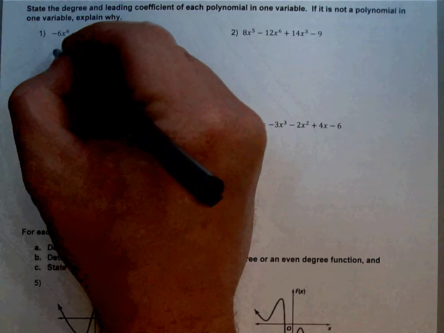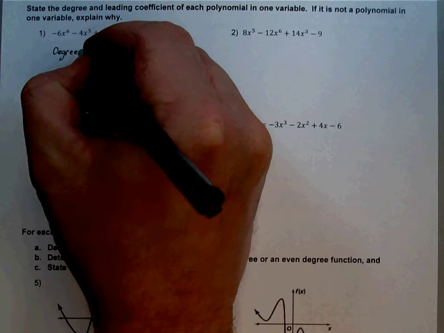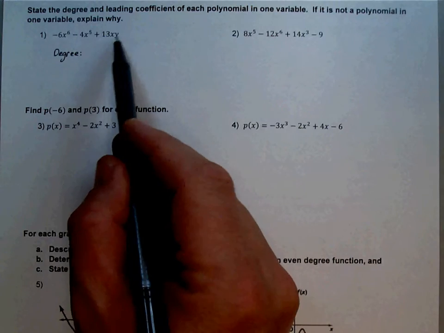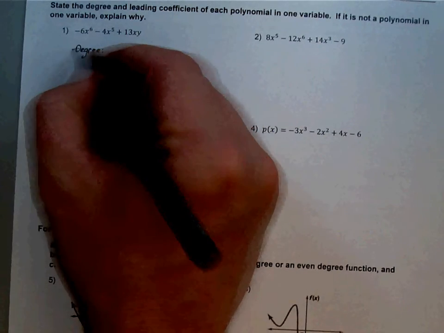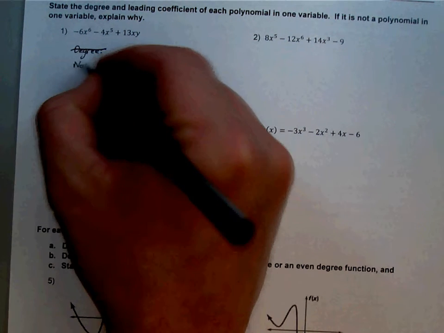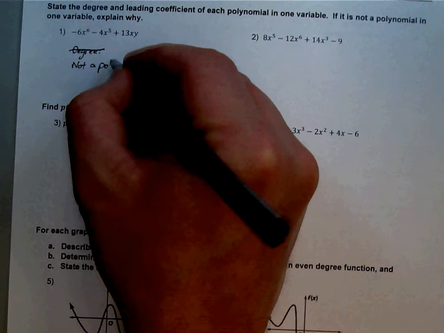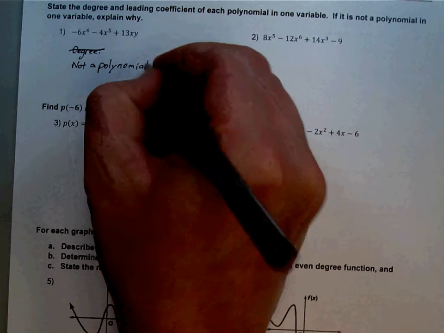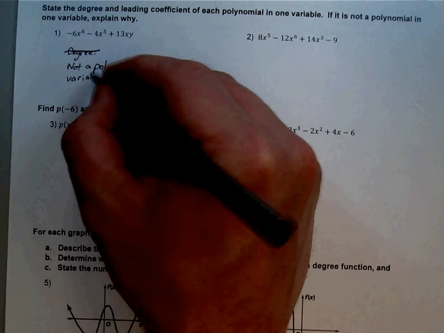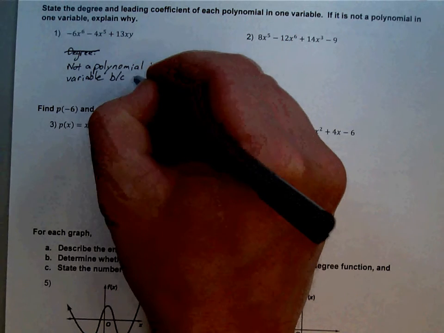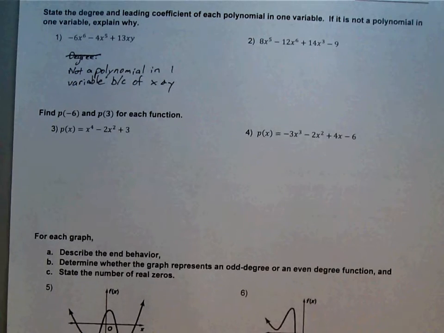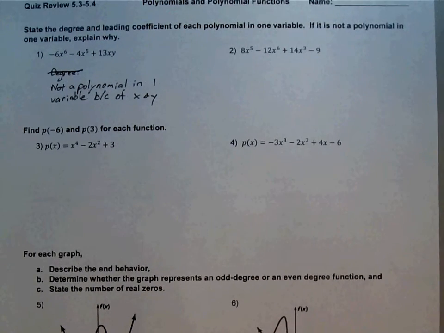Alright, number 1, the degree is the largest exponent. Oh, actually, I got ahead of myself. I should have looked at the whole thing. We actually have two variables on number 1. We have an x and we have a y. So it is not a polynomial in one variable. It is a polynomial, but not in one variable. Because of x and y, I don't have to answer the degree or the leading coefficient. We just don't respond to that one.